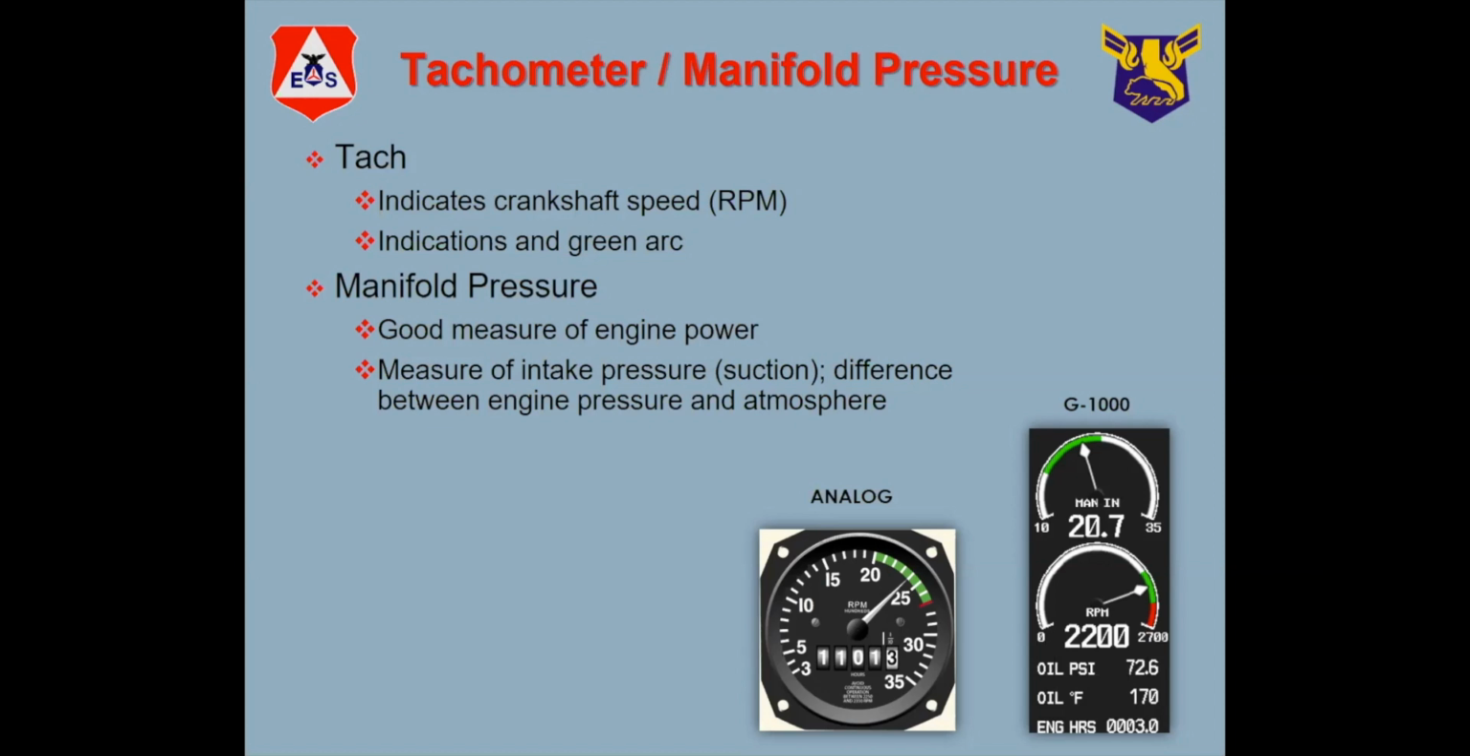Without getting all complicated about it, if you're not in a constant speed airplane, you're only going to be dealing with the RPM, because that's the measure of power and everything else all in one. The G1000 display is good because it tells you your oil pressure and temperature and all that kind of stuff, your engine hours, and that's really nice information to have.